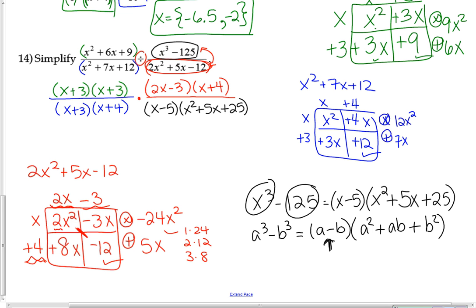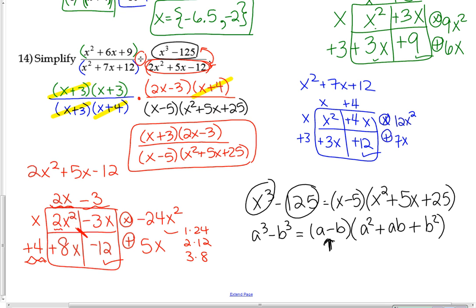Any factor from the top that is common with a factor from the bottom can be reduced. So I have an x plus 3 on the top and the bottom. It's okay that they're in the same fraction. I also have an x plus 4 on the top and bottom that can be reduced. Nothing else is in common. So for my final answer, I have x plus 3 times 2x minus 3 over x minus 5 times x squared plus 5x plus 25. And that's my answer to question 14.